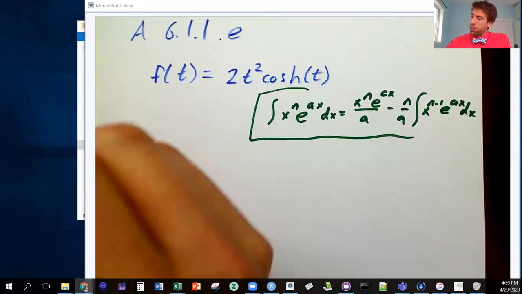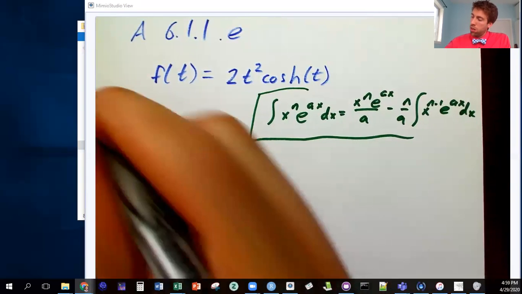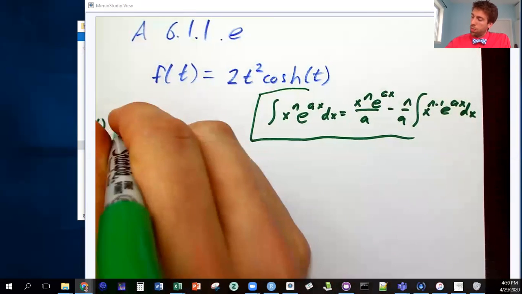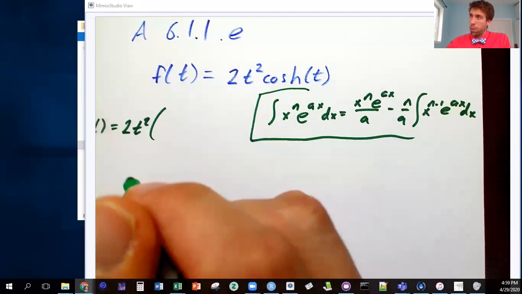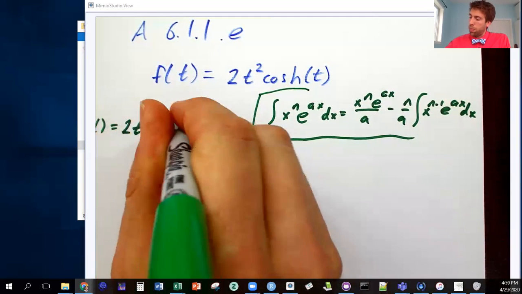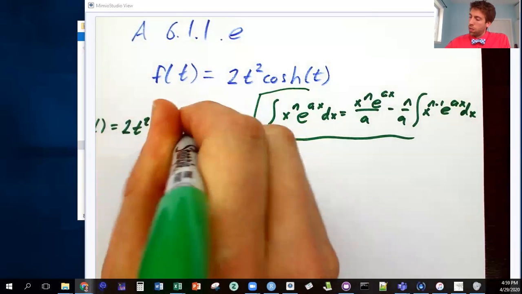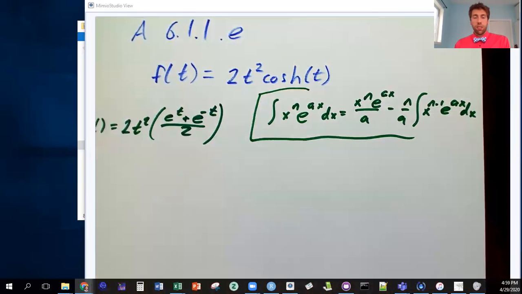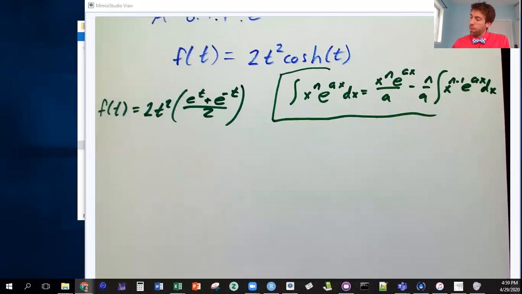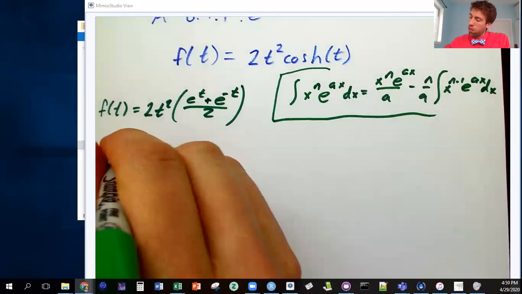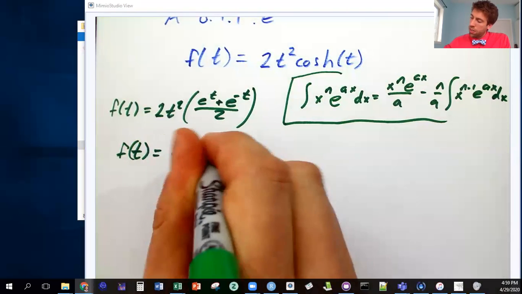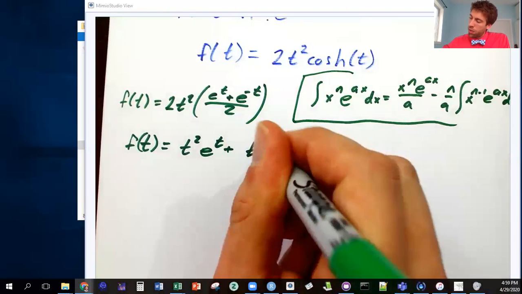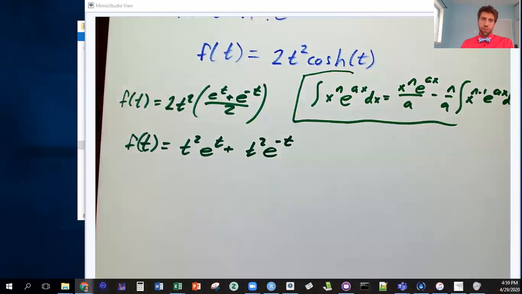So I'm going to rewrite f of t equals 2t squared times, and then hyperbolic cosine is e to the t plus e to the negative t over 2. Well, that 2 is convenient. It cancels out. So that means f of t equals t squared e to the t plus t squared e to the negative t.